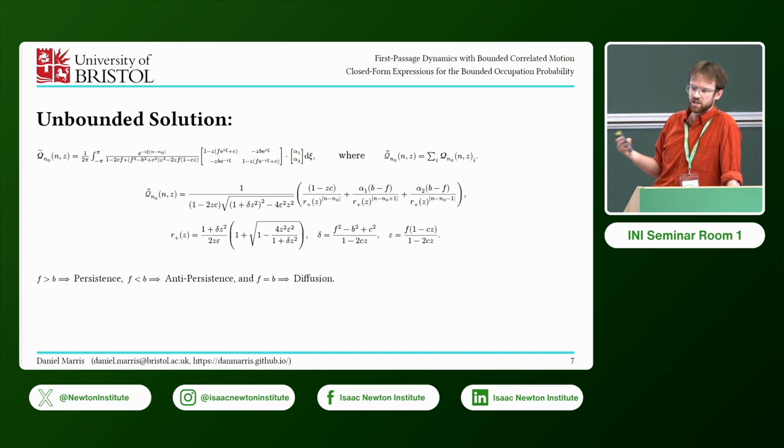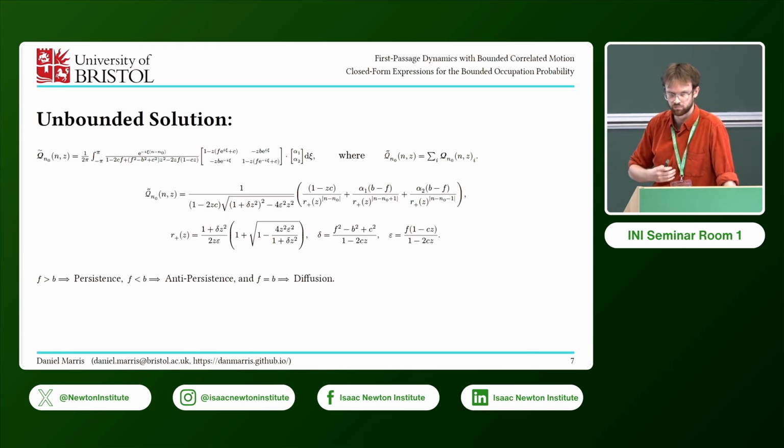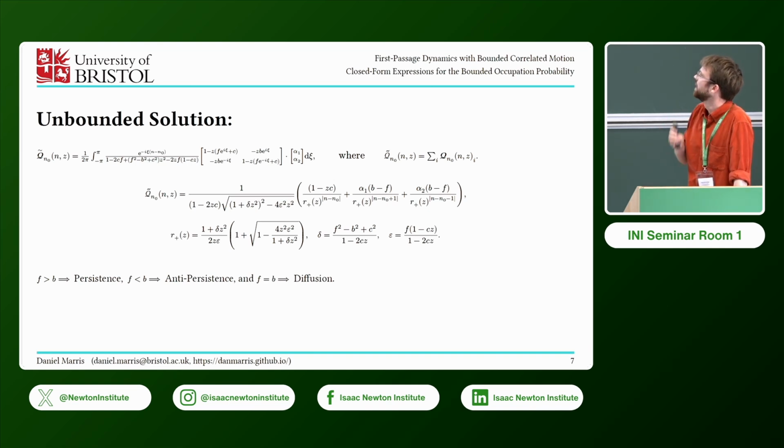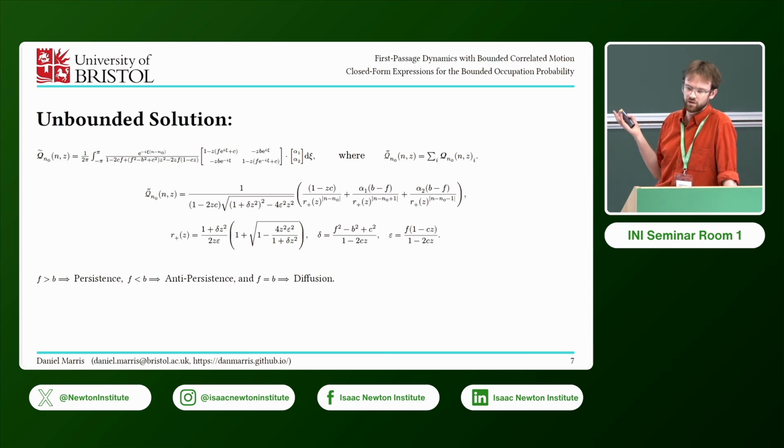That if f is greater than b, the probability of persisting forward is likely, so you're more likely to go in the direction that you were previously going. If f is less than b, we're in the anti-persistent regime, you're more likely to turn back. And if f equals b, we're in the diffusive limit. So you can see quite a lot of things cancel in that equation in the diffusive limit. And it's a fairly straightforward exercise to show that this reduces down to the known generating function for the diffusive lattice random walk in that case.